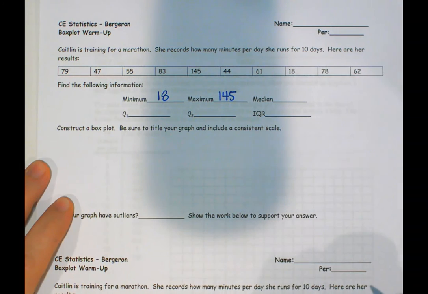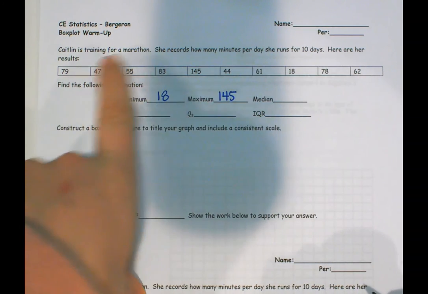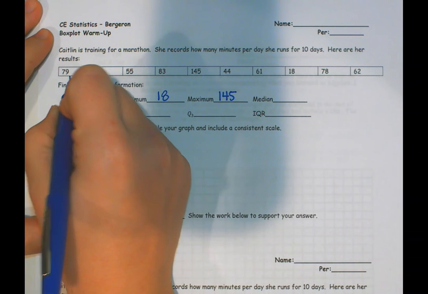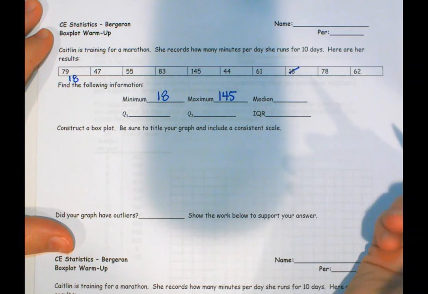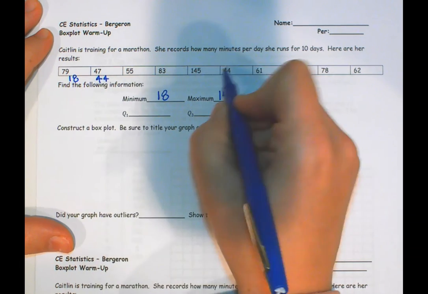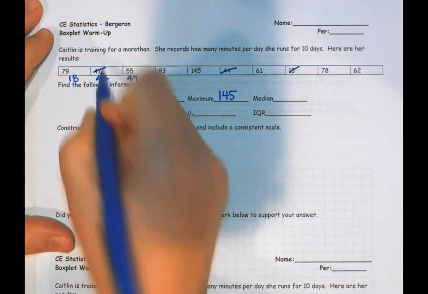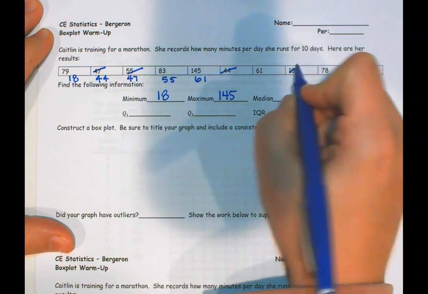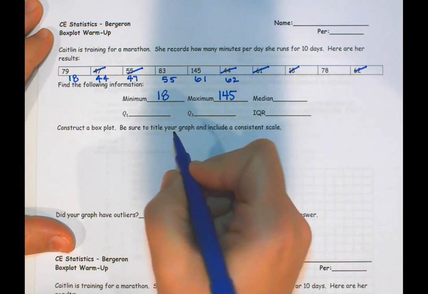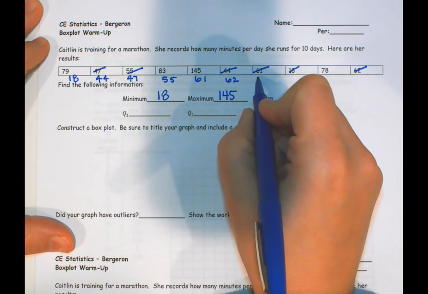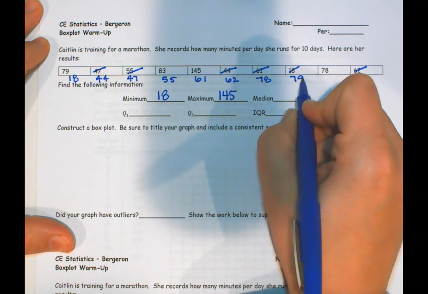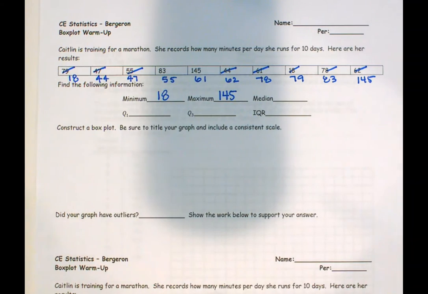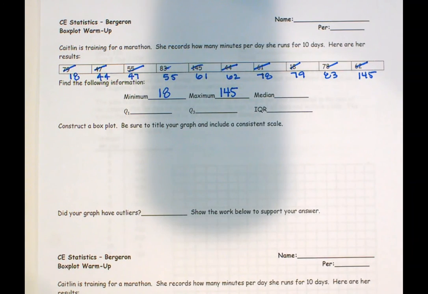And then our median, to find our median, we would need to put these numbers in order. Remember, it's the middle number when our numbers are in order. So if I put my numbers in order, it would be 18, then 44, then 47, then 55, then 61, 62, 78, 79, 83, and 145.